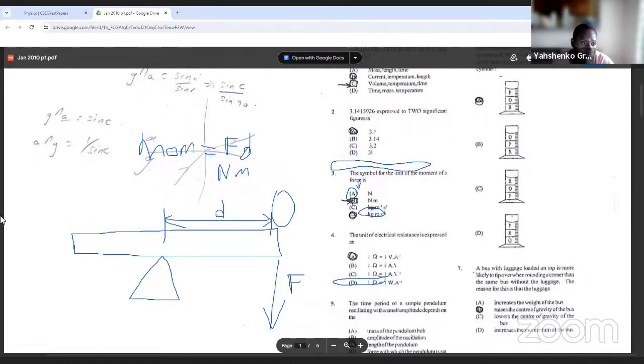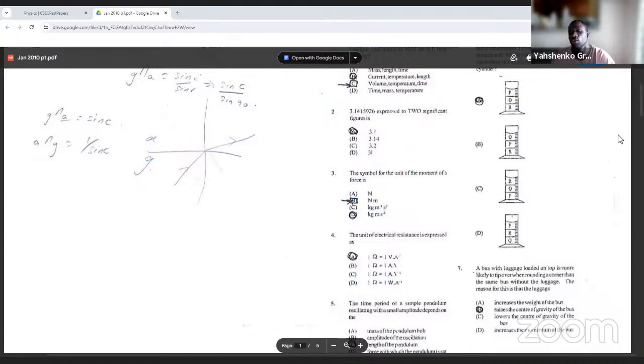Here we go now. And we're off to number 4. And this one says, the unit of electrical resistance is expressed as... All right, so what do we know about the unit of electrical resistance? What do we know about it?